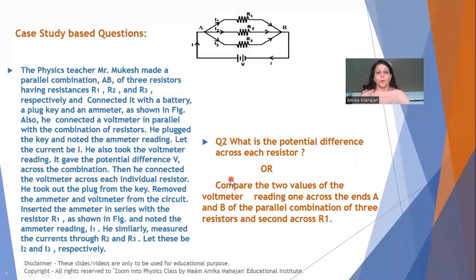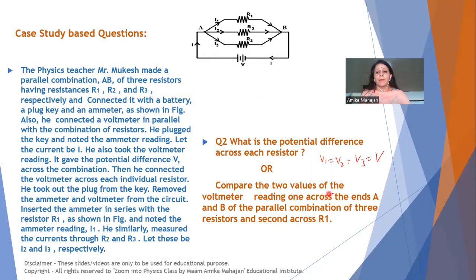Next question. What is the potential difference across each resistor? In a parallel combination, whatever voltage is applied across the combination will be the same across each component of the combination. इसका मतलब क्या हुआ? जो voltage इस parallel combination के cross है, वही voltage R1 के cross होगी, R2 के cross होगी और वही R3 के cross होगी. So what is the potential difference across each resistor? This V1 will be V2, will be V3, the same as the voltage across the combination, and this combination voltage is the same as the voltage applied across this combination.